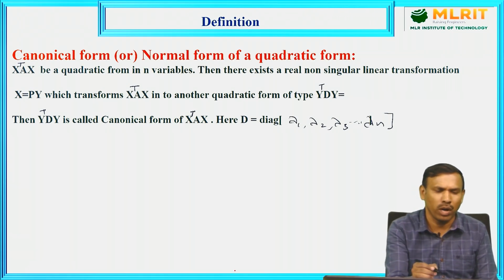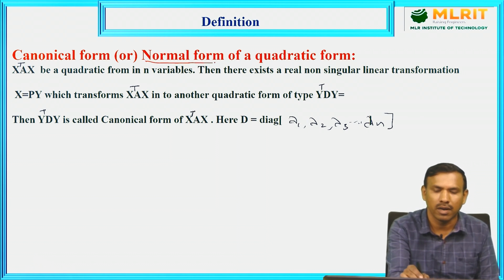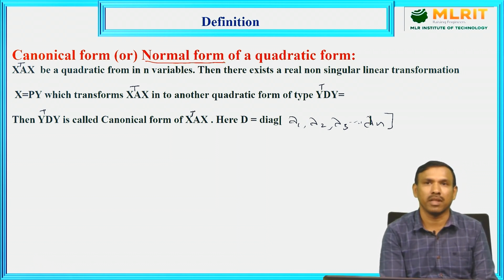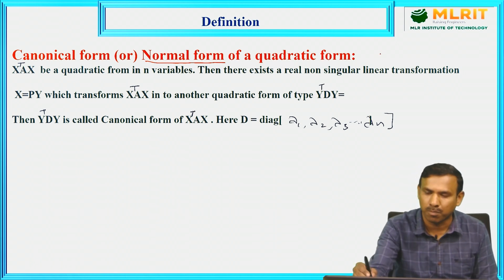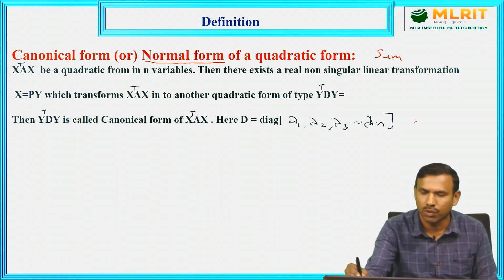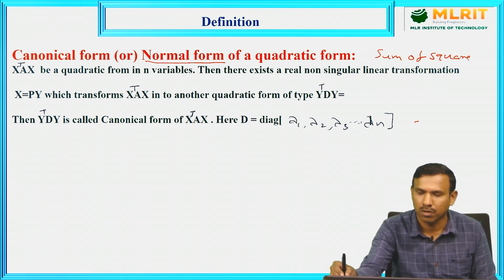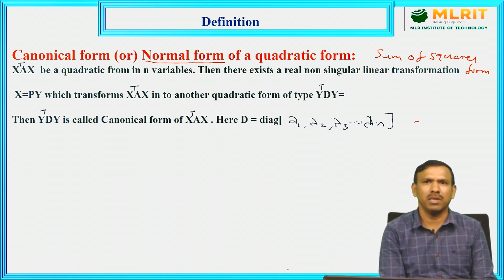We have one more name for canonical form called normal form. Sometimes in the examination they may call it canonical form or normal form. Some authors also mention it as sum of squares form. Anything is okay. It means it contains only square terms, x square, y square, z square, or y1 square, y2 square, y3 square, this type of terms. We can call it a canonical form.